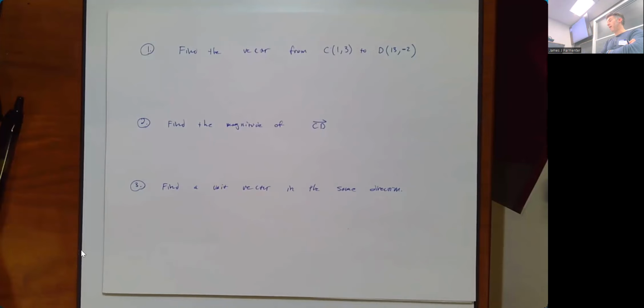I'll tell you that the magnitude of the vector is a nice integer number. The square root of 169 is 13.